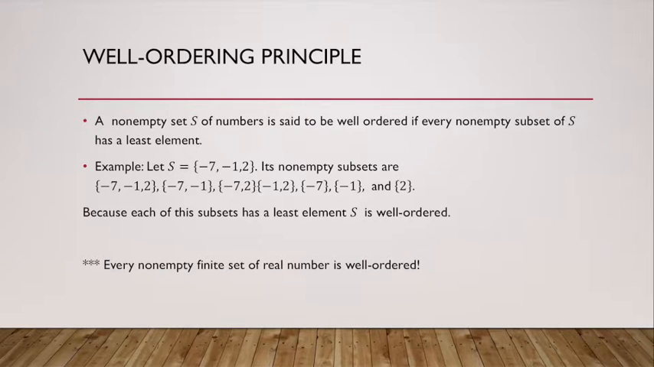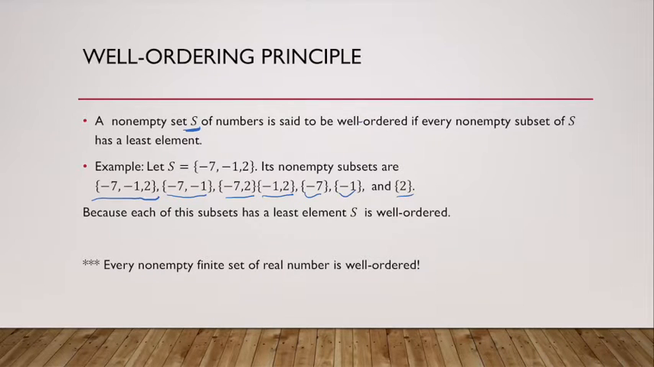And what the well-ordering principle is this: if I have a non-empty set of numbers S, it's said to be well-ordered if every non-empty subset of S has a least element, so a smallest element. So let's take a look at S equals {-7, -1, 2}. That's my set. Its non-empty subsets are everything I would have found for its power set except the empty set, right? So I have the whole set itself, I have all of its size 2 subsets, and I have all of its size 1 subsets.